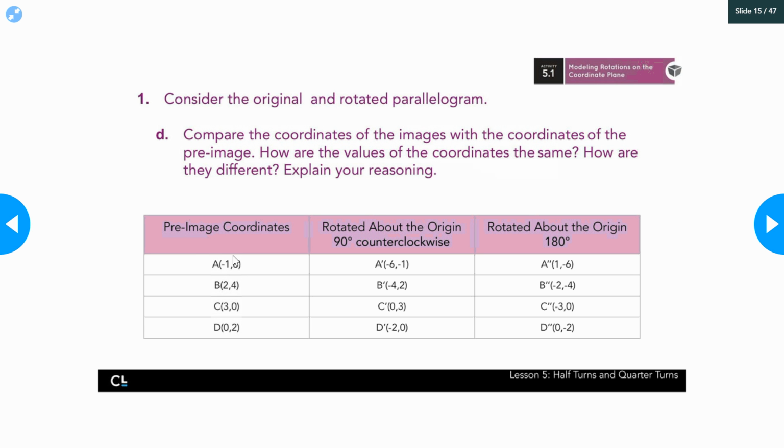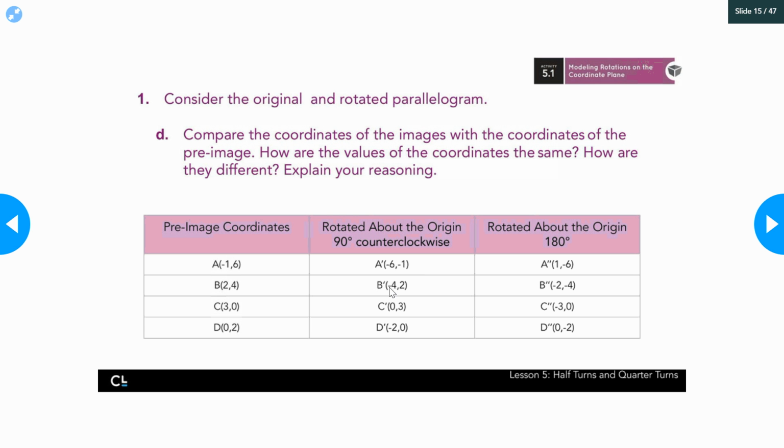So here we have our pre-image coordinates, which means this is our original parallelogram. When we rotate 90 degrees counterclockwise about the origin, we get these coordinates here. So I think I'm kind of noticing that our coordinates, our x and y, get switched. It goes from -1, 6 to -6, 1. There's also a little bit more negatives here, so let's take a closer look.